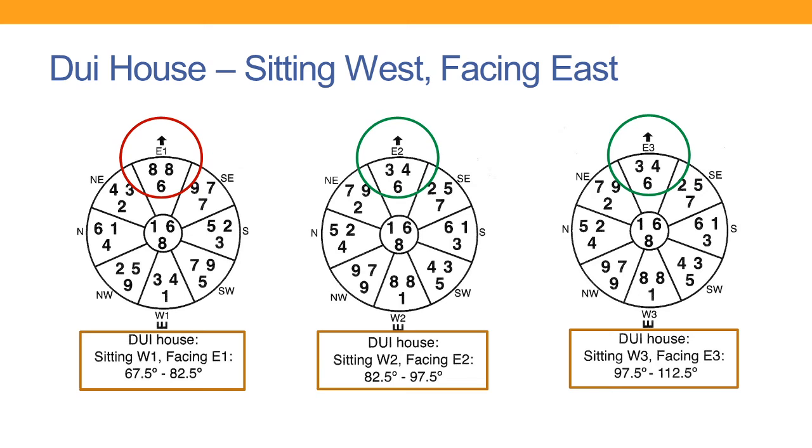So anyway, here's a slide where this is a west house, a west sitting house, sitting west and facing east. And as you can see here, this is a period 8 Shui house, which means the charts are of houses built in period 8. So this is period 8, you can see here, period 8 here, and period 8 here.